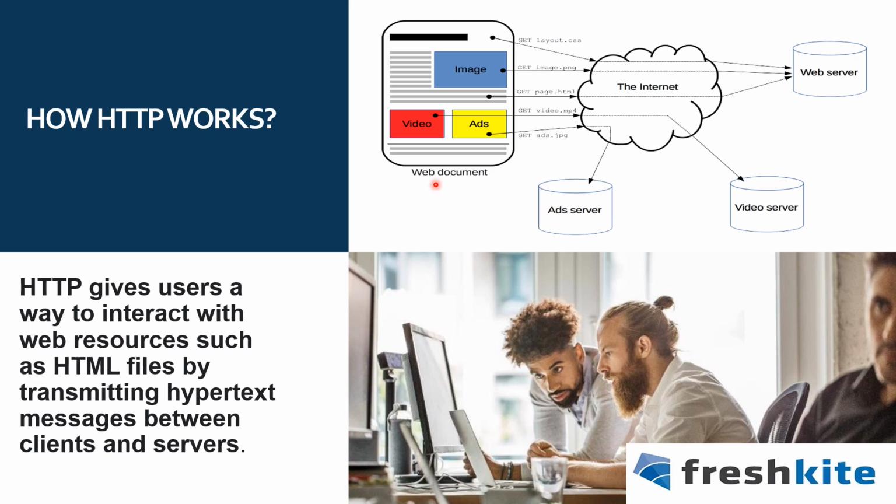For example, we are giving www.freshguide.com. When we give that, we see the page. We see the content, image, video, ads. These all come from data which we get from the web server. For videos, there is a separate server. For ads, there is a separate server. By collecting all this, we are seeing the page in the web browser.